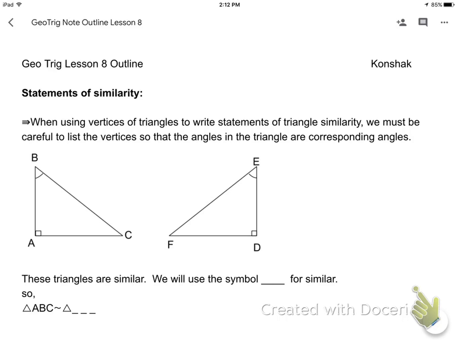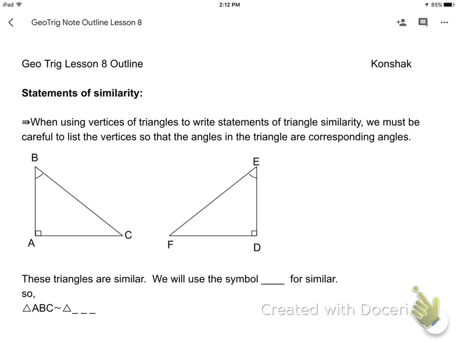And if they're similar, I can state something about them. I can state a statement of similarity. I can state that this triangle is similar to that triangle. And so, we got some words here. It says, when using vertices, the angles, right, A, B, C, F, E, D, of the triangles to write statements of triangle similarity, we must be careful. This is important. You use the angles in the triangles that are corresponding.